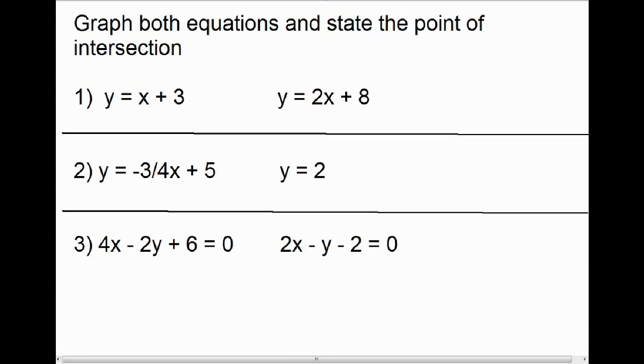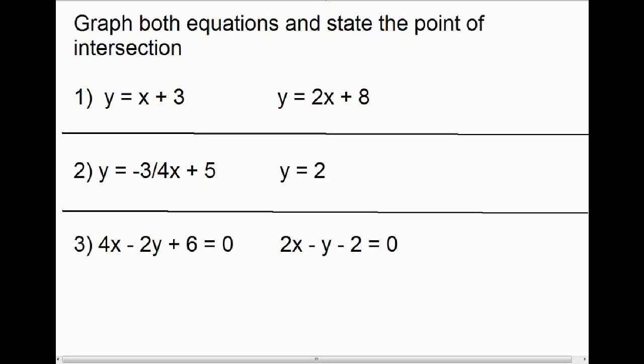So to finish off our lesson on point of intersection, what I'm going to ask you to do is, for each pair of equations here, graph each equation and state what the point of intersection is. So for example, with question number 1, you've got the two equations there, y equals x plus 3 and y equals 2x plus 8. So for each one of those equations, graph them, draw them on a graph, and state what the point of intersection is. It's up to you how you want to graph them, what method you want to use.